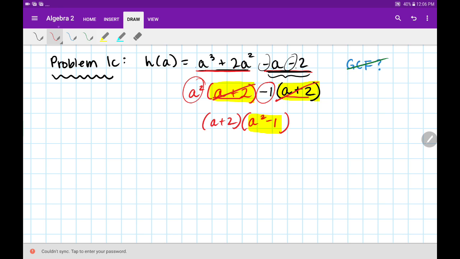I can factor that using the difference of squares. So recall, we'll take the root of the first term, we'll take the root of the second term, which is 1, and then we'll flip-flop our signs, a plus 1, a minus 1. And so our fully factored expression for h of a is like this. That's our final answer.